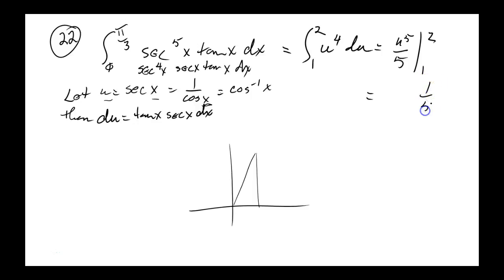You're doing the easy one. Okay. And then the first part is 2 to the 5th, which is 32. 32 fifths. And that'd be 31 fifths. Was that an option? This was number 22. 31 fifths is what they got. Okay, good deal. They got it right.